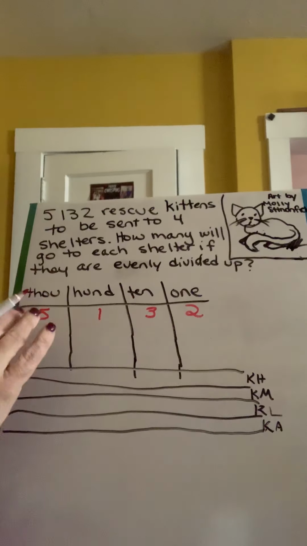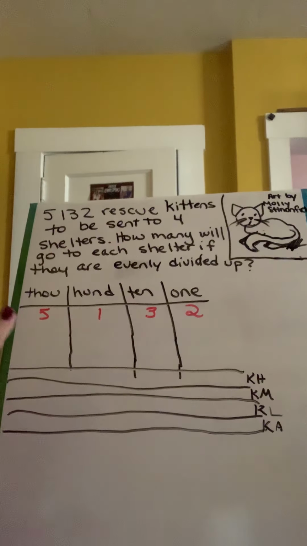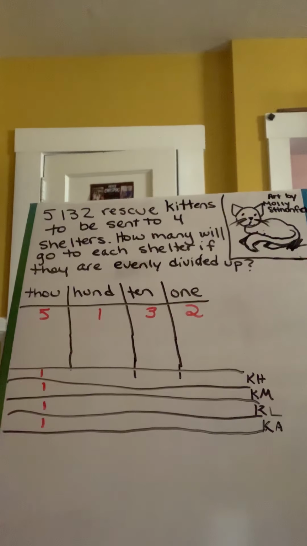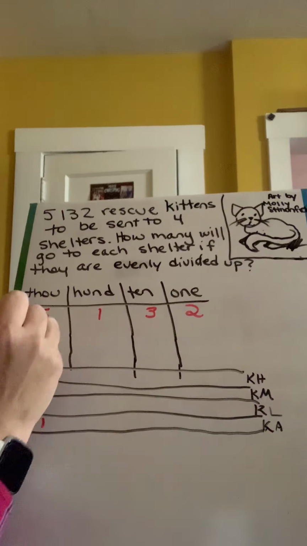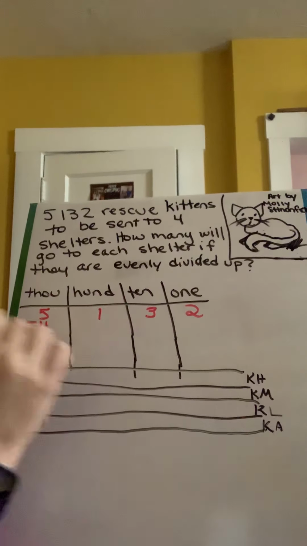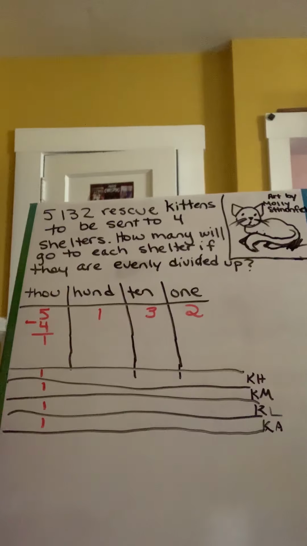So let's say we'll go through our thousands first. We have 5,000s and we have 4 shelters. So we have enough where they can each get at least 1,000 kittens. Wow, that's a lot. All right, so 4 groups, 1 in each. 4 times 1 is 4. We had 5,000. We just gave away 4,000. We're left with 1,000 left.